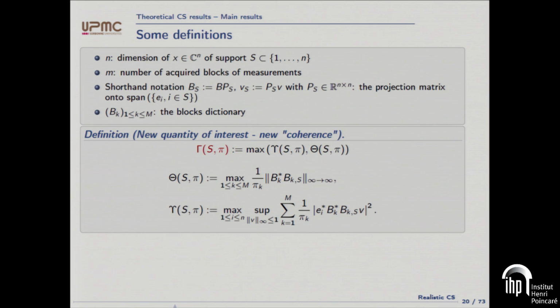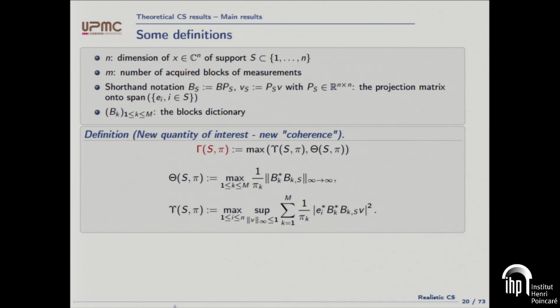Okay, so let me do some heavy definitions first. So n is the dimension of the signal that we want to reconstruct, and the signal is supported on S. Okay. M is the number of blocks of measurement that I need, and I will just write BS to be the block B where I restrict the columns that are indexed by S. So it's just that you are looking at the columns of your block matrix B that interact with your signal, okay?